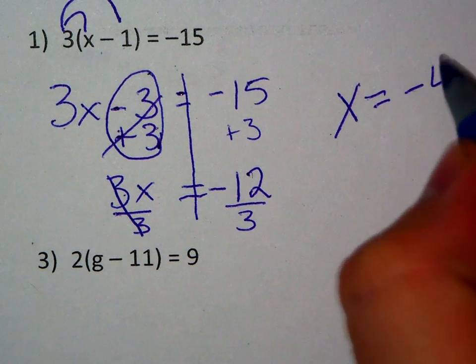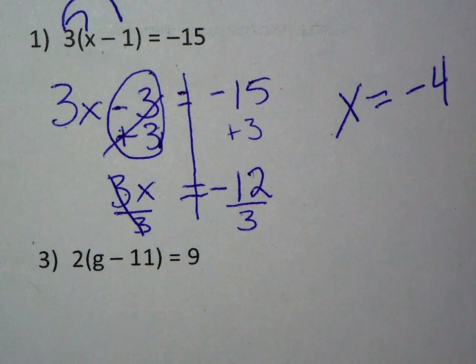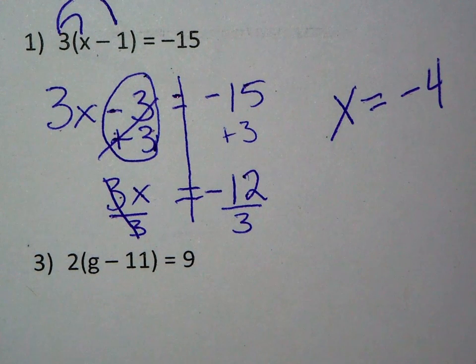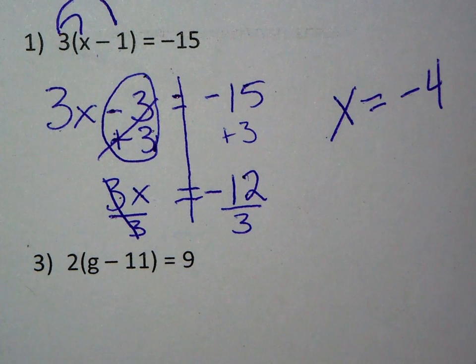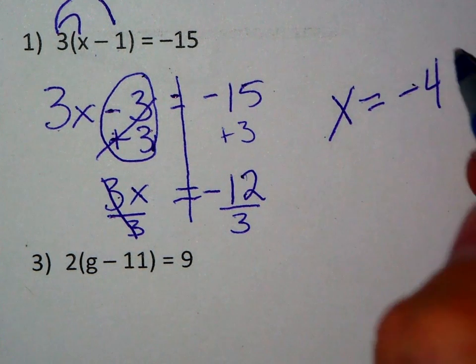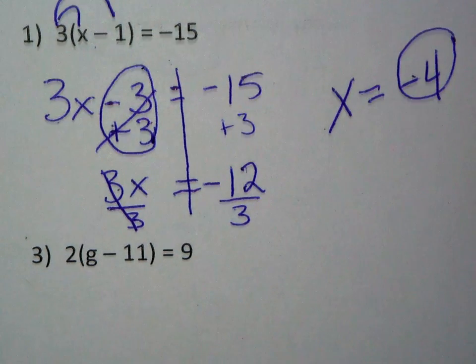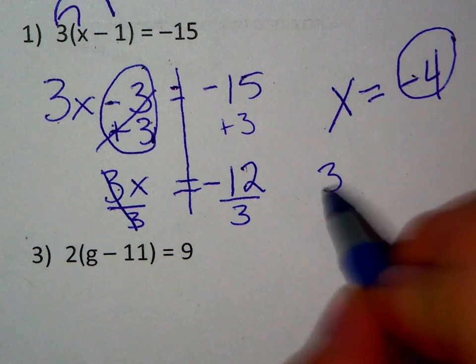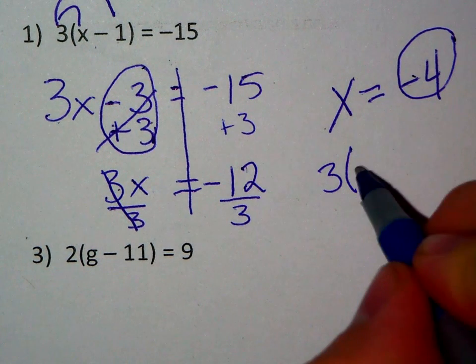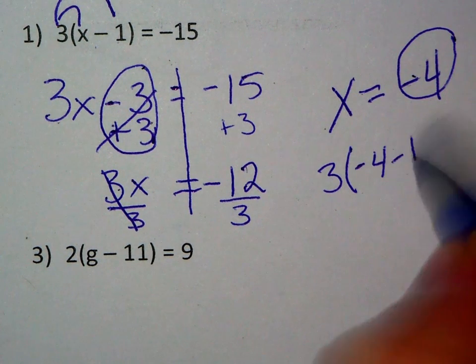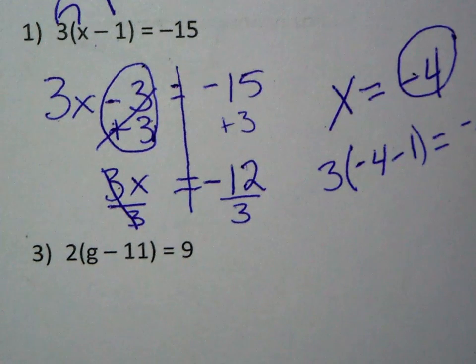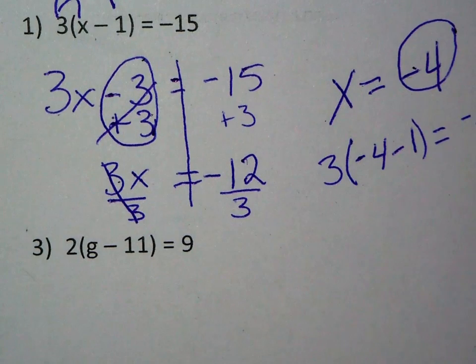is negative 4. And remember how we talked about in class, you can certainly check your answers, so there should be no reason to miss these types of problems on your homework, on your quiz, on your study guide, or even on your test by taking our value for x, which we determined was negative 4, and plugging it back into our original equation. So 3 times negative 4 minus 1 equals negative 15.